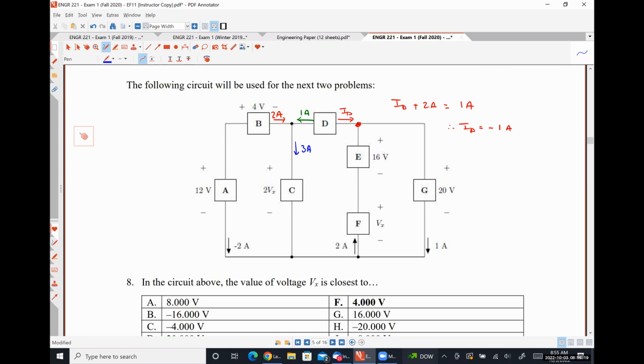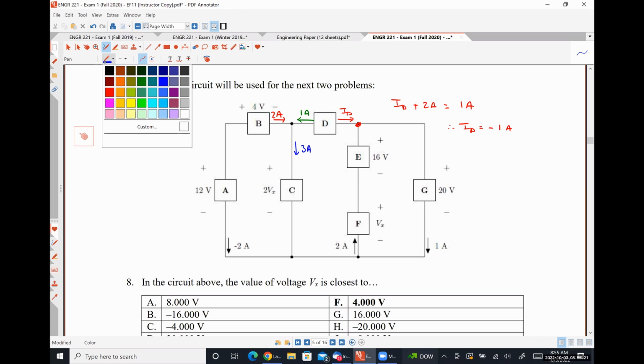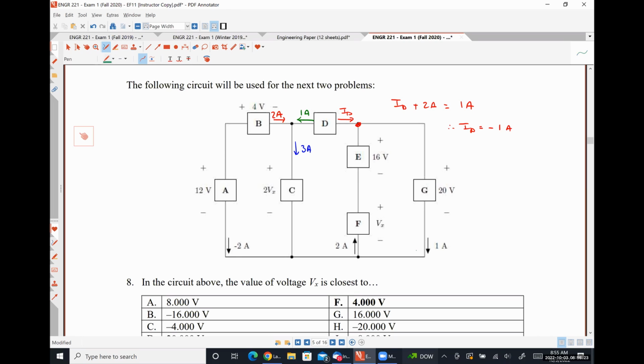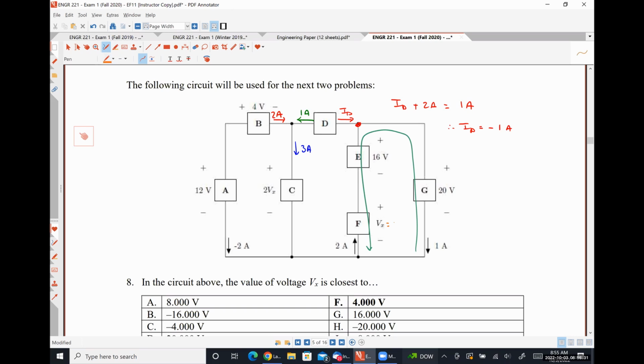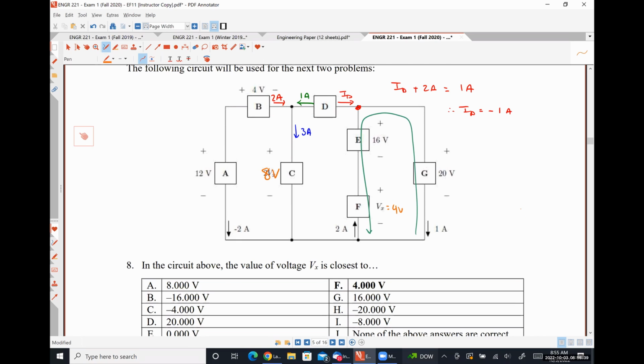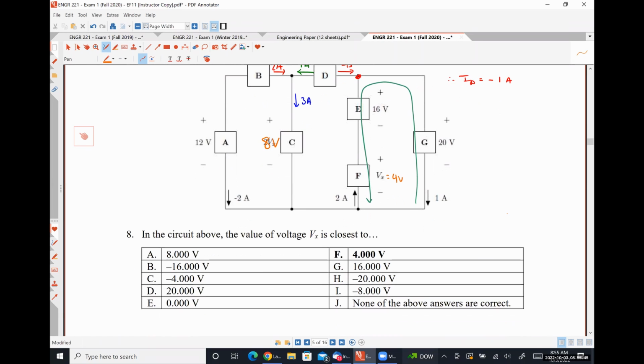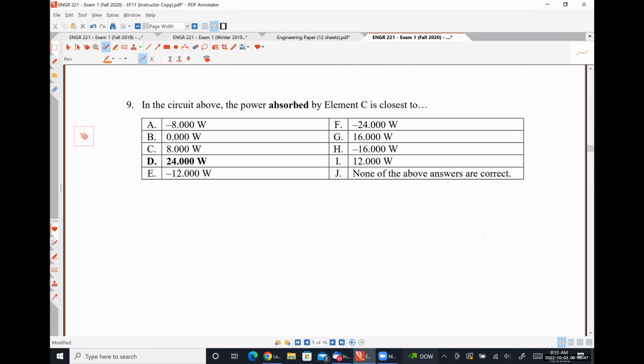To calculate Vx, I can do a Kirchhoff's voltage law equation around this loop. So 20 is equal to 16 plus Vx, so Vx has to be equal to 4 volts. So 2Vx is 8 volts. So I have 3 amps flowing into the positive polarity terminal of 8 volts. So if I want the absorbed power, it's 24. If I want the supplied power, it's negative 24. I want it absorbed.